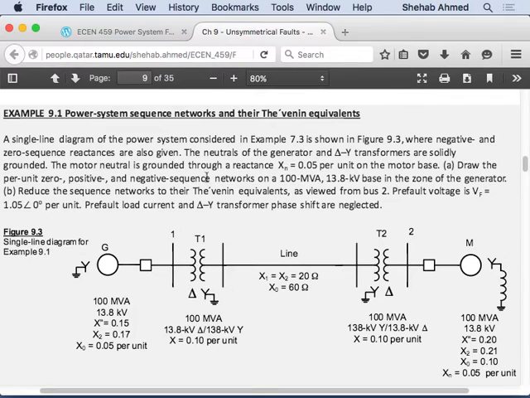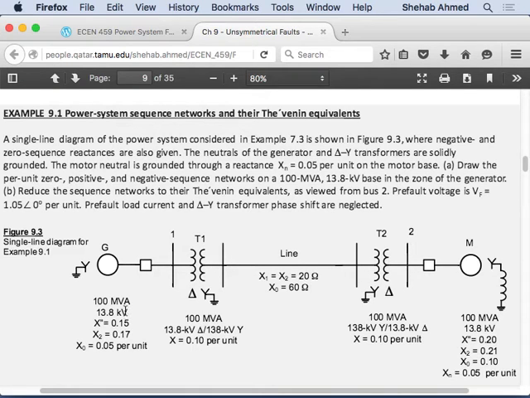So the neutrals of the generator are delta star connected. Transformers are solidly grounded. So this solidly grounded, solidly grounded, solidly grounded. The motor neutral is grounded through a reactance. Draw the per unit positive, negative, and zero sequence networks on a 100 MVA base, 13.8 kilovolt base in the zone of the generator. So they gave you the base in the zone of the generator.